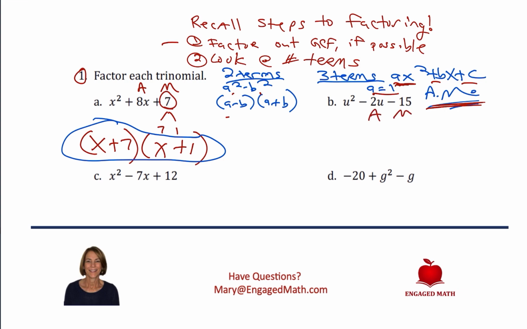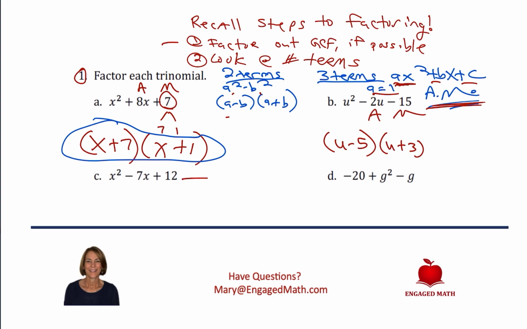We're adding to negative 2, multiplying to negative 15. So when you think of two numbers that multiply to negative 15, you may have to do a little trial and error, but I'm going to go with negative 5 and positive 3. They multiply to negative 15, add to negative 2. So our factored form is simply u minus 5 and u plus 3. Makes no difference which parentheses you write first. You could do either one first, but I'm going to take that away so you can see it really clearly.